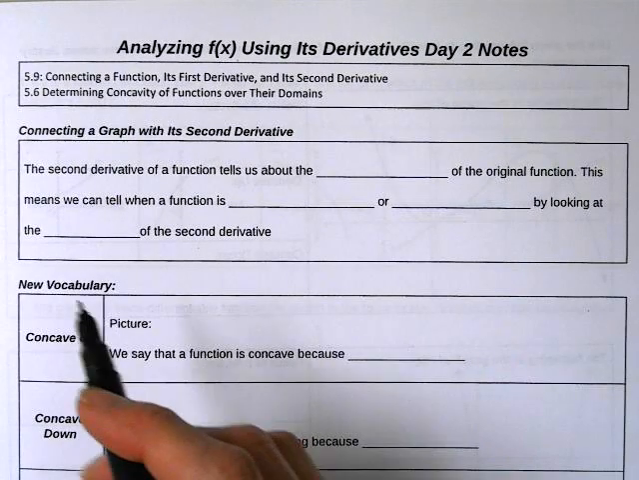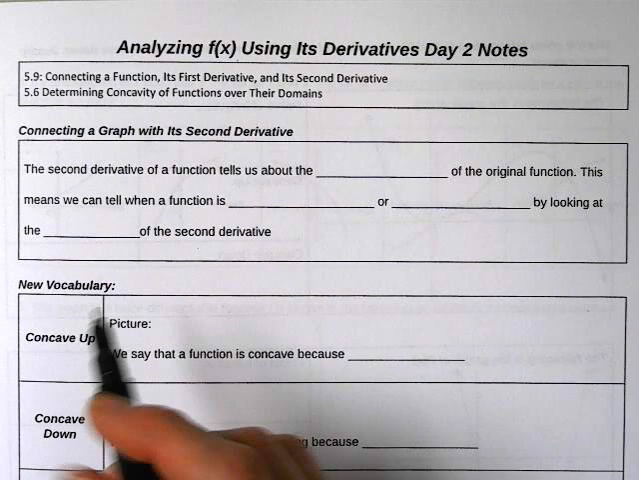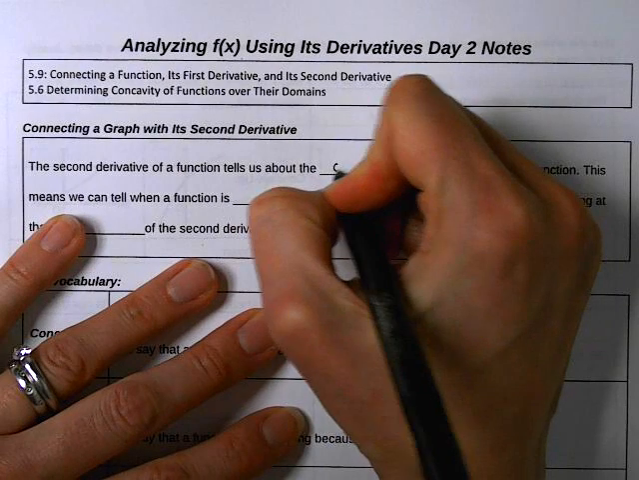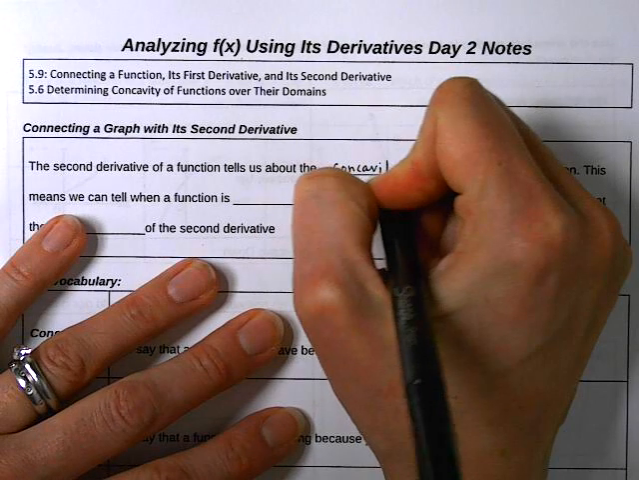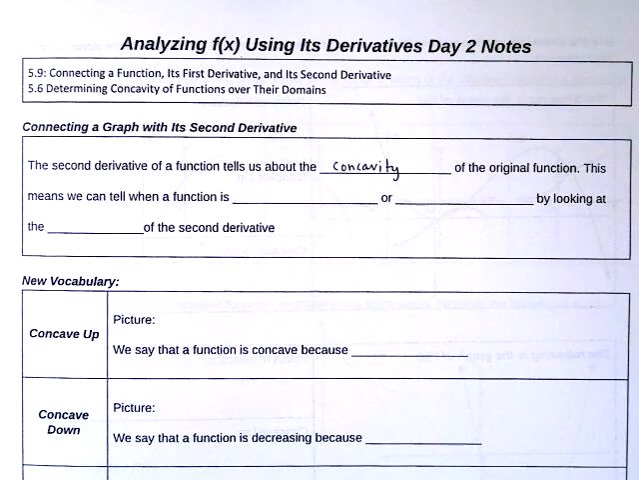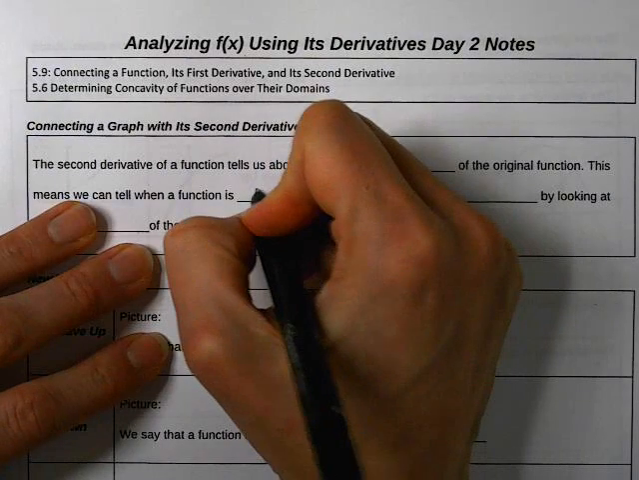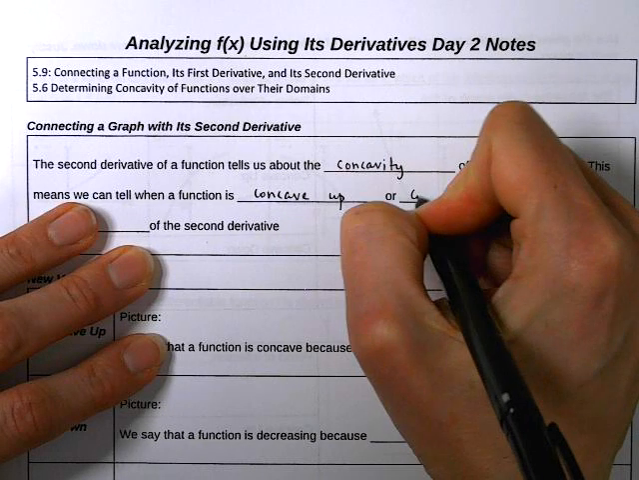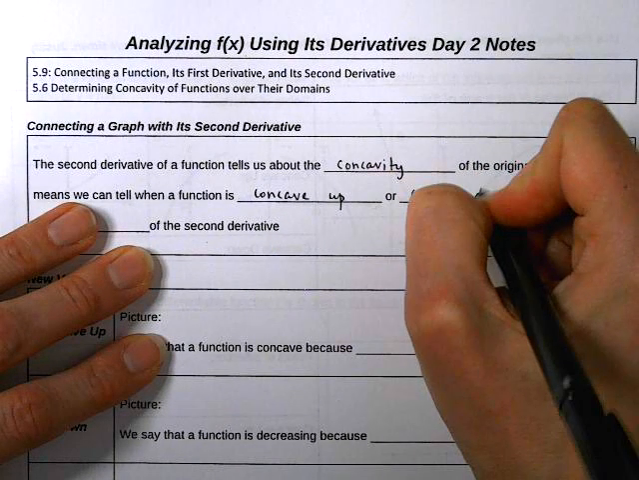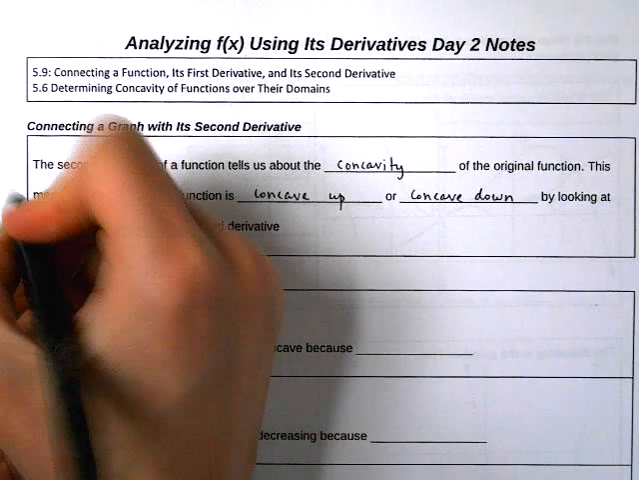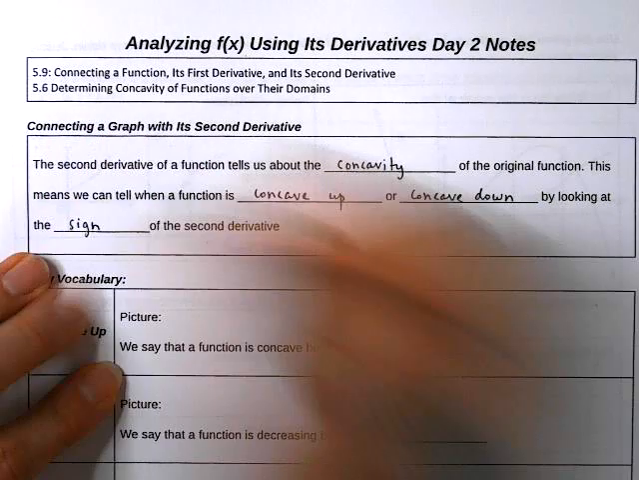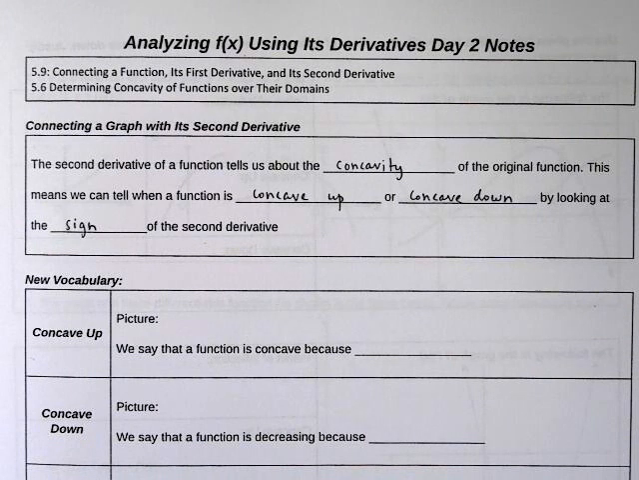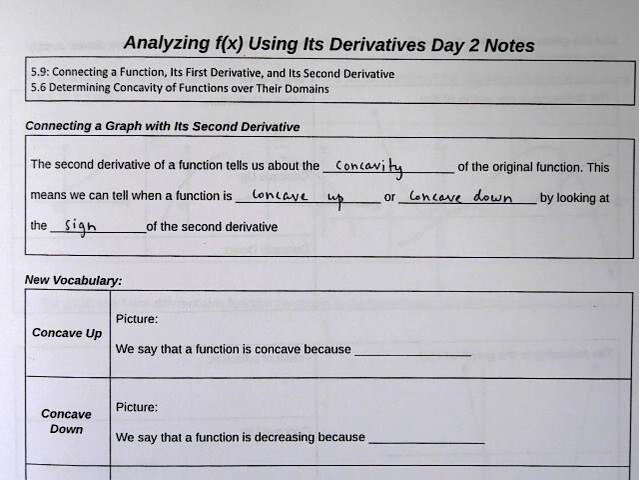So the big idea here is that the second derivative of a function tells us about the concavity of the original function. So this means we can tell when a function is concave up or concave down by looking at the sign of the second derivative. And we talked a little bit about concavity back when we were looking at whether our tangent line approximations were over or under estimates, but we're going to get into that more in this chapter.